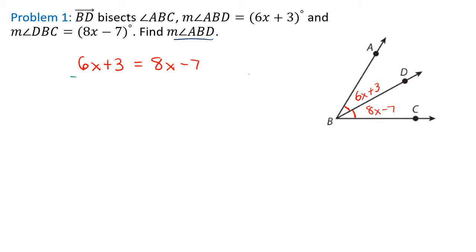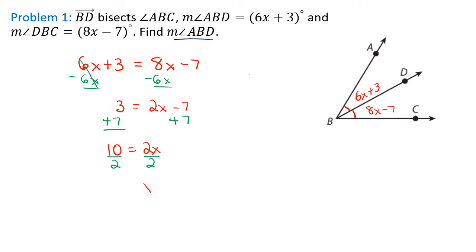So we can minus 6x from both sides. And so 8x minus 6x is 2x. We can go ahead and get the 2x by itself by adding the 7 to the left side of the equation. So 3 plus 7 is 10. And then we can go ahead and divide both sides by 2. So we see that 5 is equal to x.